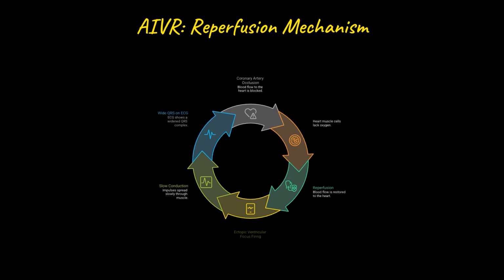During ischemia, myocardial cells lose normal membrane function and go electrically silent. When blood flow is restored, those cells begin firing again. Some become temporarily ectopic, conducting slowly through ventricular muscle rather than the fast His-Purkinje system, which is exactly why the QRS is wide. After thrombolysis or PCI, AIVR typically appears within minutes, lasts seconds to a few minutes, and resolves on its own. Treatment is not needed. The rhythm is a reassuring signal that reperfusion is working, and suppressing it with antiarrhythmics provides no benefit.